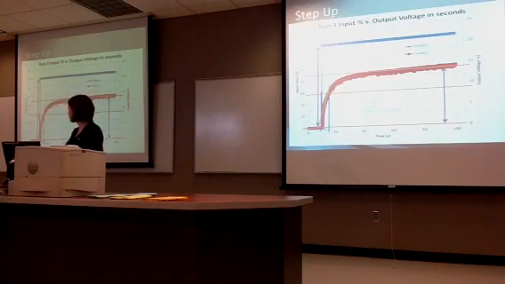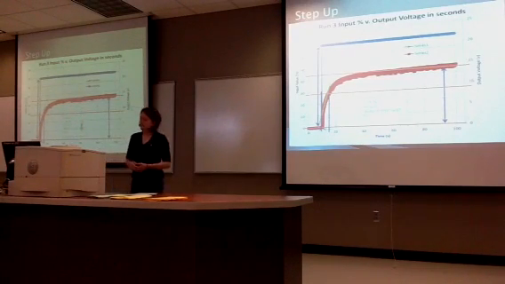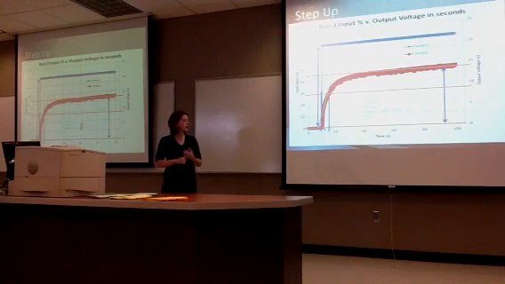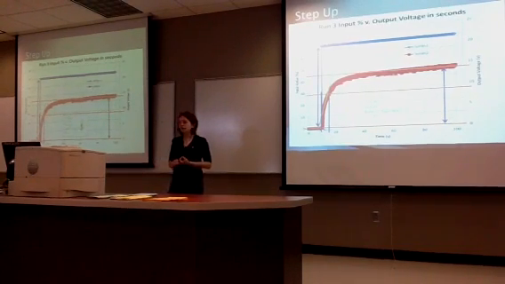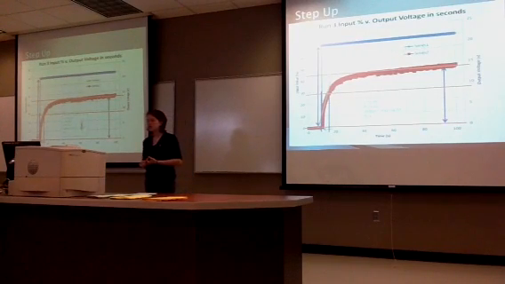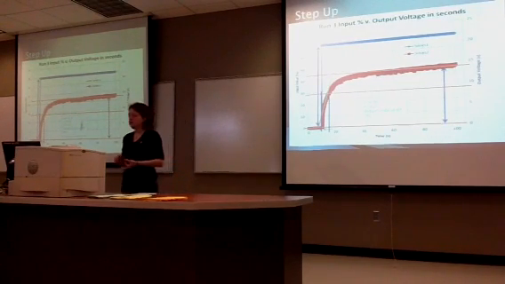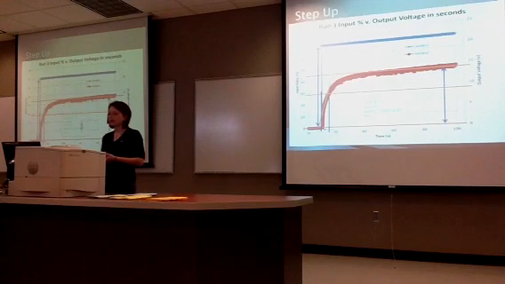Here's one of our step up runs. All the different colored lines, the purple, the orange, the green, are all part of the analysis required to get the dead time, tau, and the gain of the system.